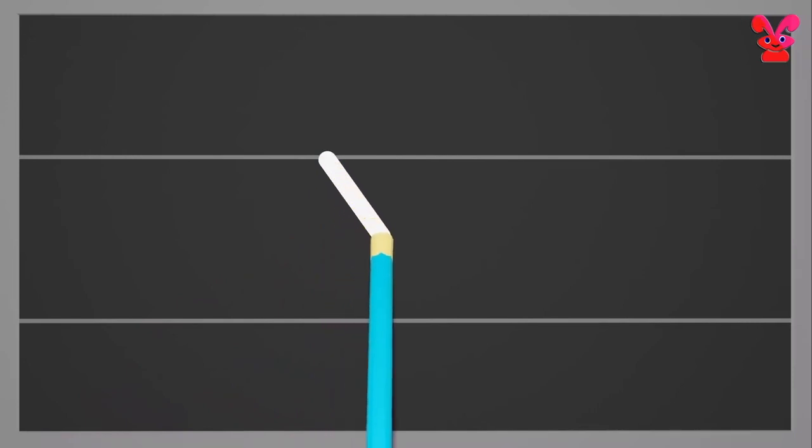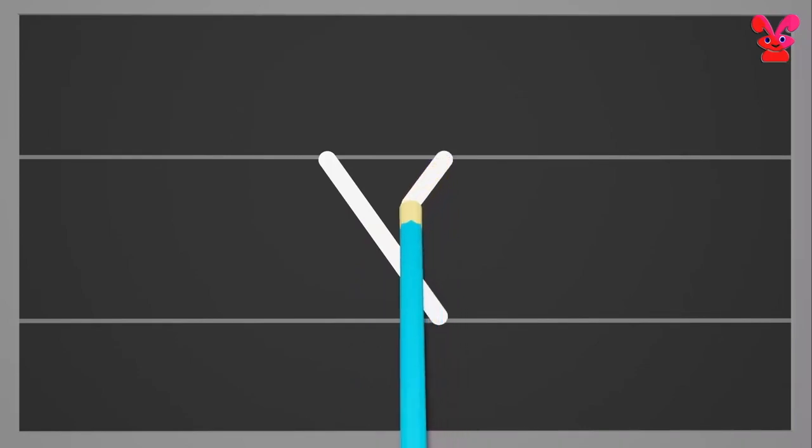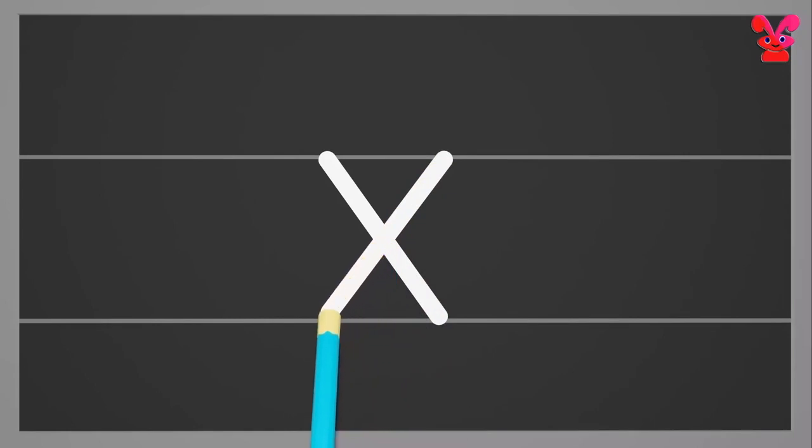Small x. Starting from the middle, draw a slanting line towards the right. Then go to the middle and draw a slanting line towards the left, cutting the first line in the center. Small x.